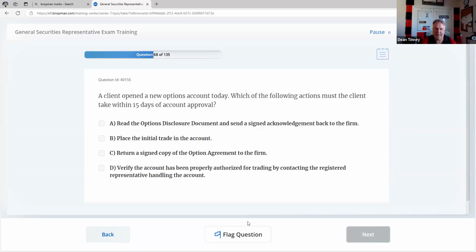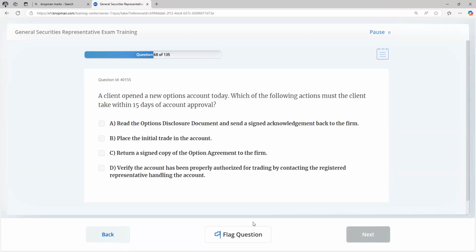A client opened a new options account today. Which of the following actions must the client take within 15 days of account approval? What do they have to do? Return a signed copy, read the options disclosure, and send an acknowledgement. Place the initial trade? Isn't it the initial trade? Or hold on, let me just reread this again. A client opened a new options account today. Which of the following must the client take?